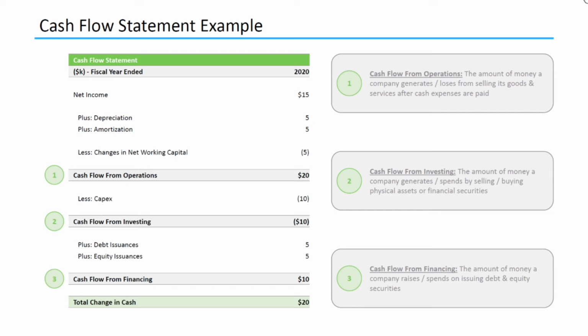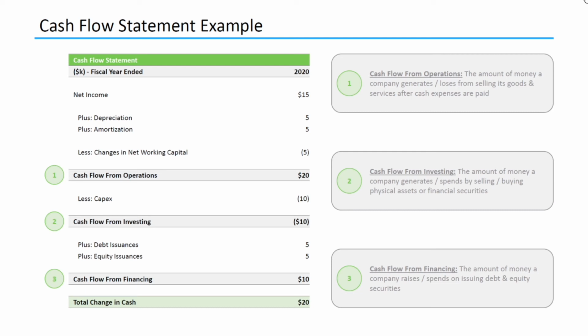And the same goes for equity. If we issue equity, that's going to be cash coming into the company, and if we buy back shares, that's going to be cash going out of the company. Once we add these two up, we arrive at cash flow from financing.